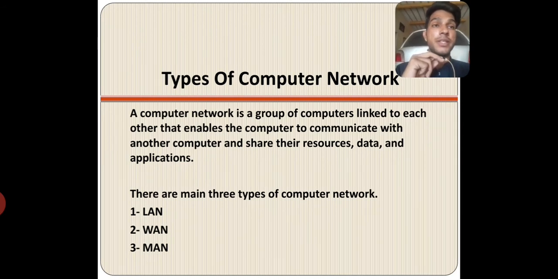So second topic is types of computer network. A computer network is a group of computers linked to each other that enables the computer to communicate with another computer and share their resources, data, applications. This is the types of computer network. There are main 3 types of computer network. First one is LAN, second one is WAN, and the third one is MAN.